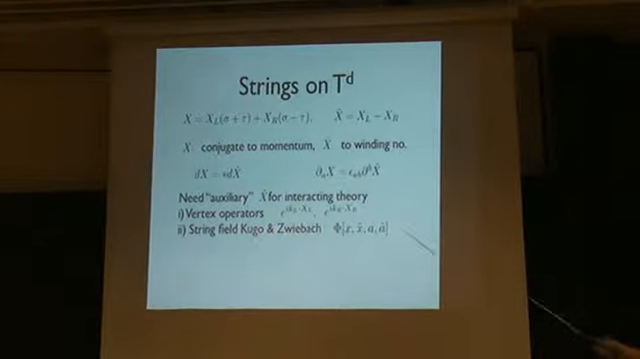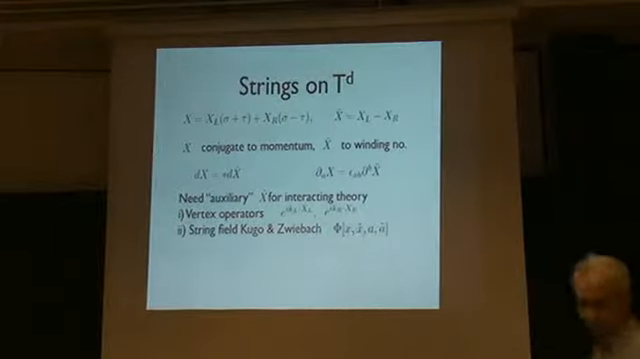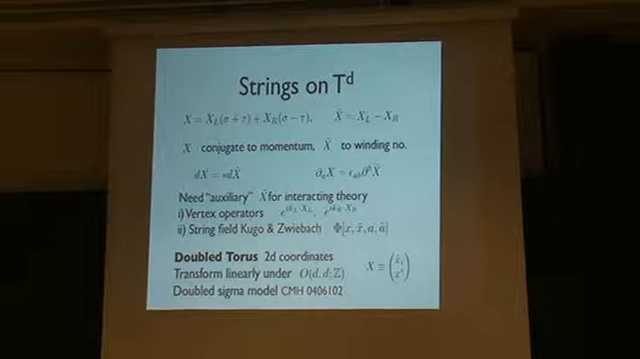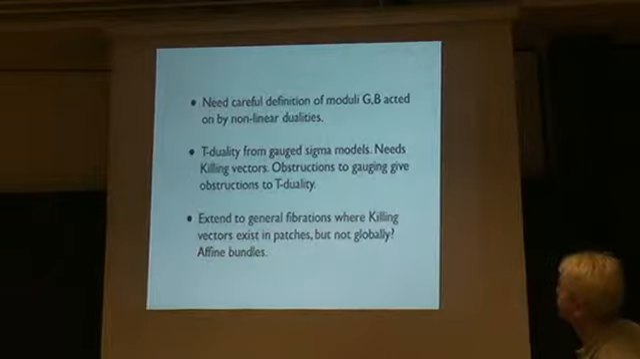And it's also seen in the second quantized approach in string field theory, where the fields depend explicitly on the zero modes of both x and x tilde. And that suggests working with the double torus, where one has both of these sets of coordinates, which transform linearly under O(D,D;Z). And that will be the basis of the double formalism, which I'll be talking about tomorrow.